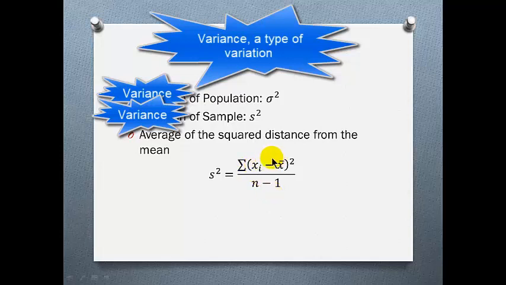happening. Basically, what we do is we take every single number, subtract the mean, square the answer, and add them all up. And then we have to divide by 1 less than the number of data values.